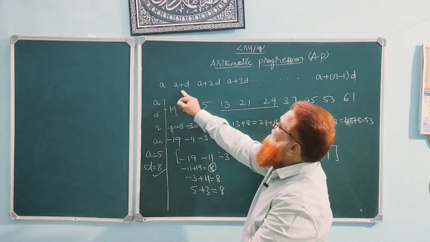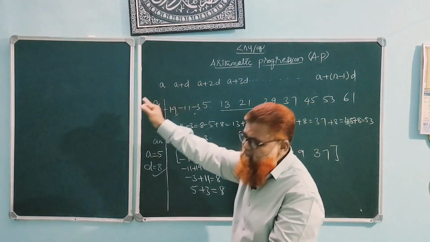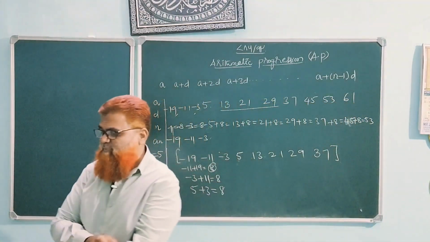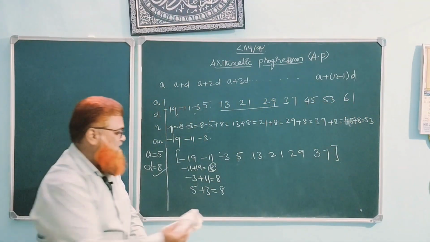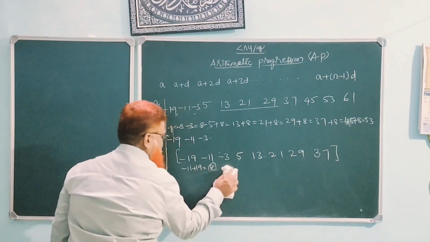We don't have only the direct first term, A plus D, A plus 2D. Then we have another term preceding the A. I will write it. Just observe it carefully. I hope you understand this concept. Now, next.